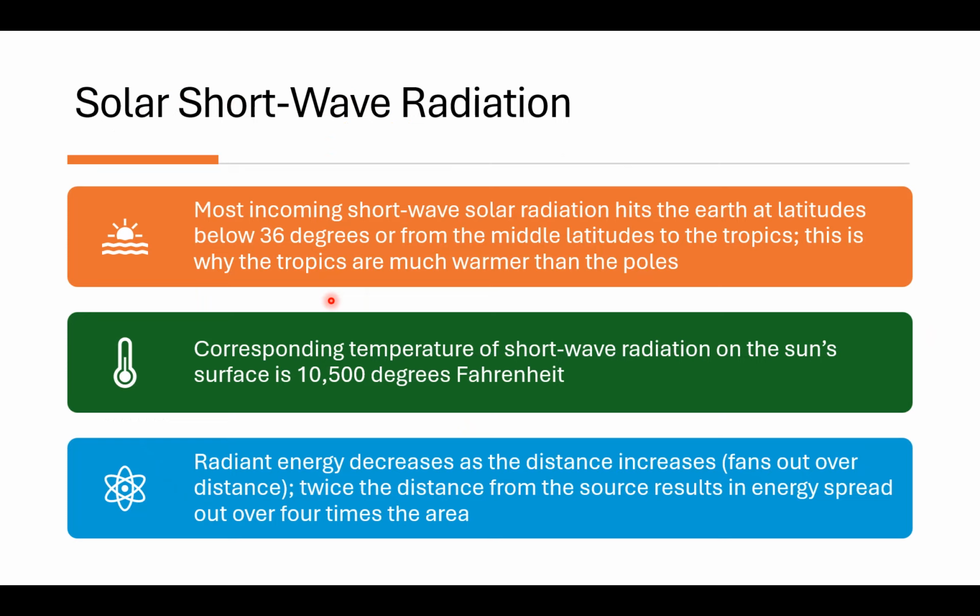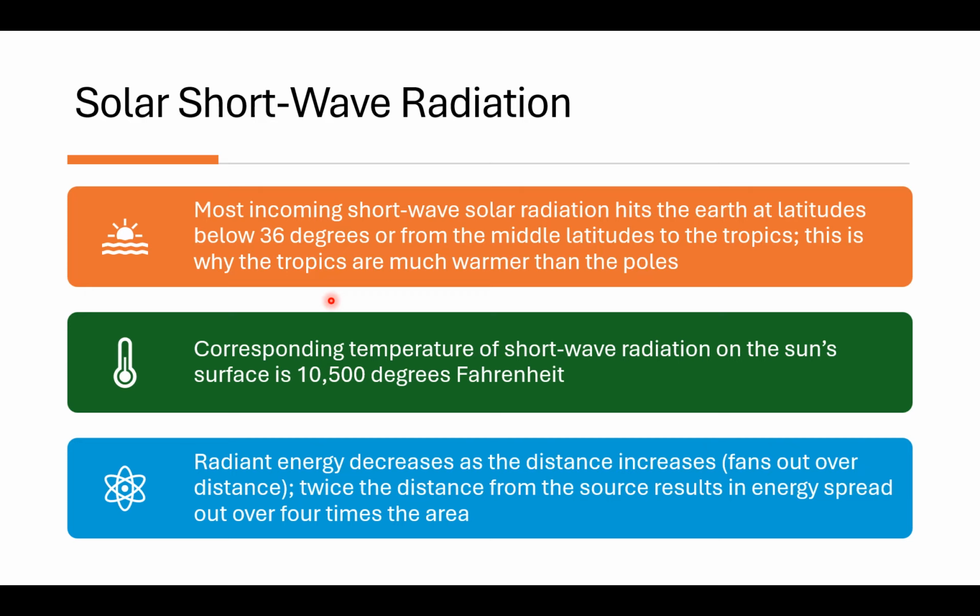For solar shortwave radiation, most of the incoming radiation hits the Earth at latitudes below 36 degrees, or from the middle latitudes to the tropics. And this is why the tropics are generally much warmer than the polar areas, for example. In the Earth-Sun relationship, the sun is going to send more intense shortwave solar radiation at the Earth's latitudes at 36 degrees and closer to the equator, basically to the tropics. The corresponding temperature of shortwave radiation on the sun's surface, by the way, is 10,500 degrees Fahrenheit.